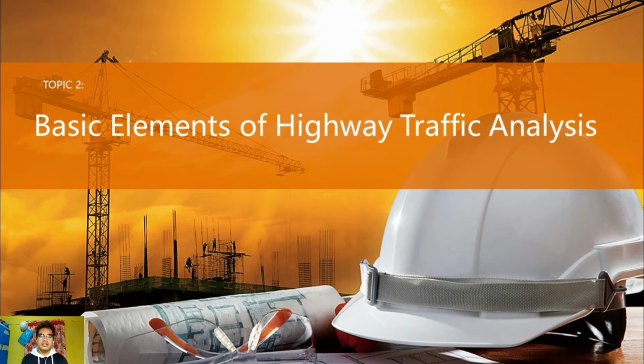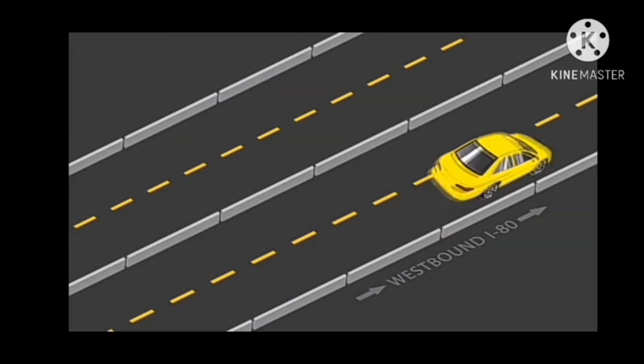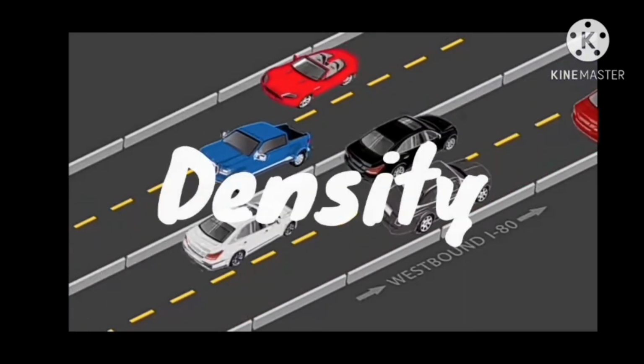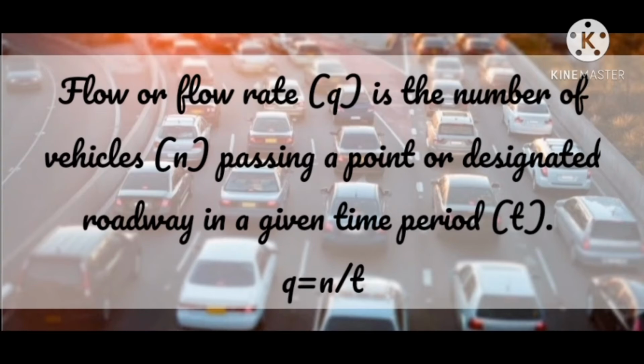Topic 2. Basic elements of highway traffic analysis. I am going to discuss the speed, flow, and density upstream of highway. The three microscopic measures of the state of a given traffic stream are flow or flow rate, speed, and density. Flow or flow rate is the number of vehicles passing a point or some designated roadway in a given time or period. Makukuha natin yon sa pamagitan ng formula na Q is equal to N over T, wherein yung N is yung number ng vehicles sa isang lugar or sa isang lane, and then T represent the given time period.